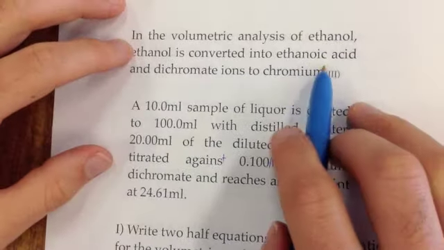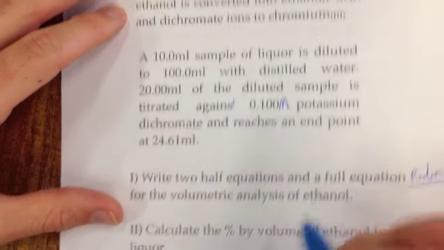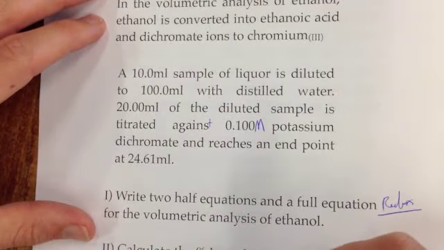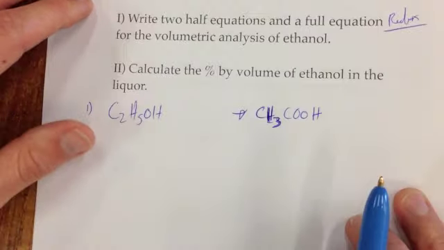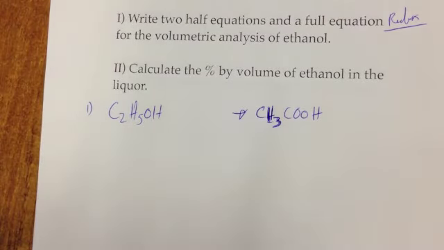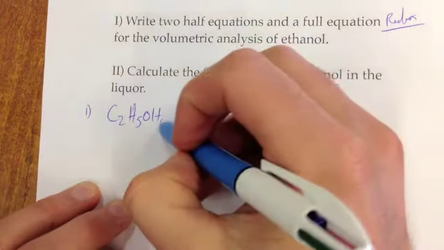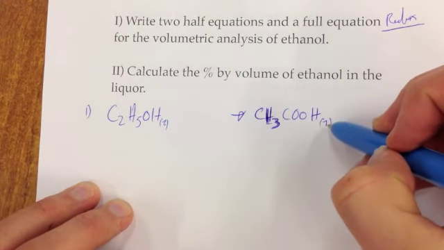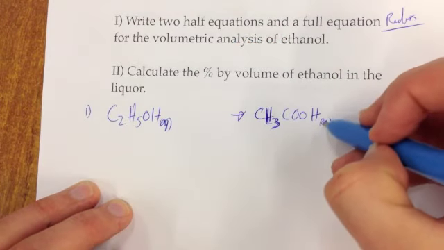Ethanol, C2H5OH, is converted to ethanoic acid, CH3COOH. We need to balance this half equation by adding certain things. First of all, we balance everything that is not hydrogen and oxygen, and they already are: 2 carbons here, 2 carbons here. Done. These are going to be aqueous, because they're solutions.